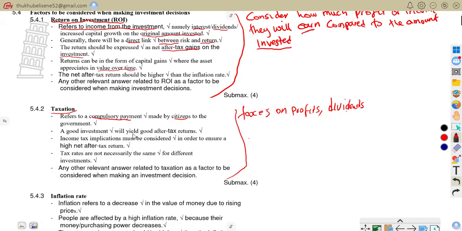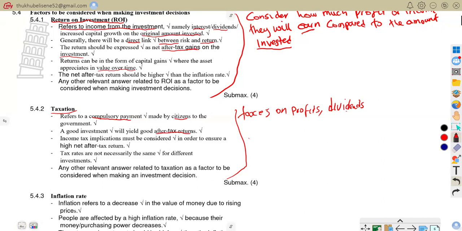So a good investment will yield good after tax returns. If the investment is very good, it means it's going to yield you good returns. Income tax implications must be considered in order to ensure high net after tax return. Tax rates are not necessarily the same for different investments. So that is that under tax.